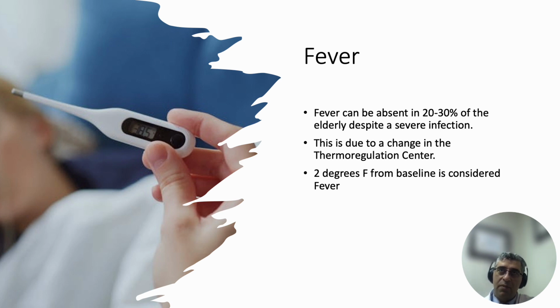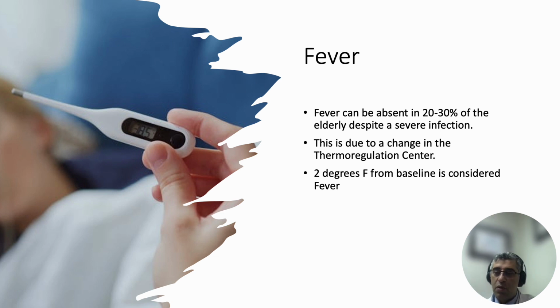Due to changes in the thermoregulation center in the brain, the older adult population may not have a significant fever when they have severe inflammation or severe infection. And fever can be absent in 20-30% of elderly people despite a severe infection. That's why when you have an elderly person with, for example, urosepsis, UTI, pneumonia, or any kind of infection, and you check the temperature and say the temperature is fine, it doesn't necessarily mean that the resident is fine.